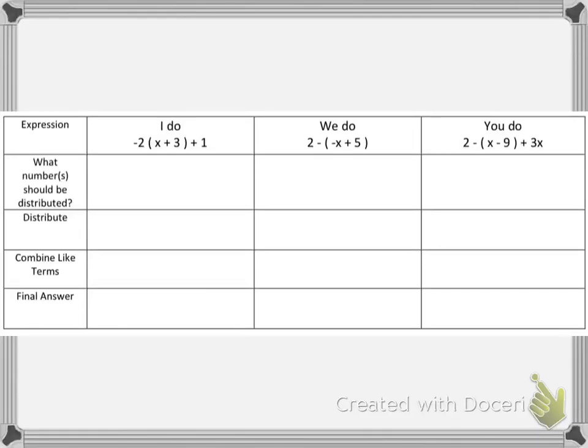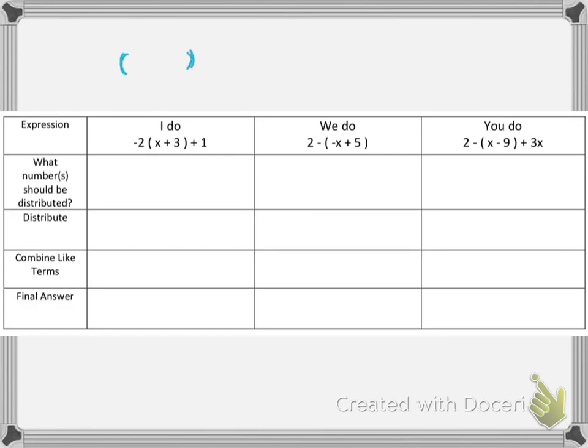All right, here's our first set of examples. So let's go ahead and watch me do the I do. I'm breaking it down into steps. So the first step when I'm looking at this I do is: what numbers should be distributed? I'm looking back and reviewing the video that I just watched. The number that I distribute is a number in front of these things, the parentheses, right?